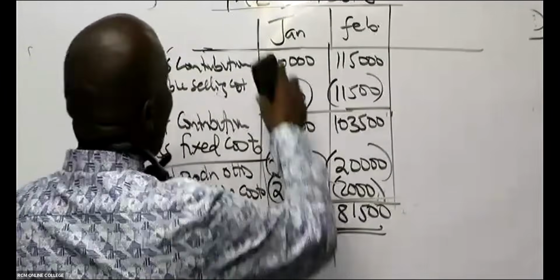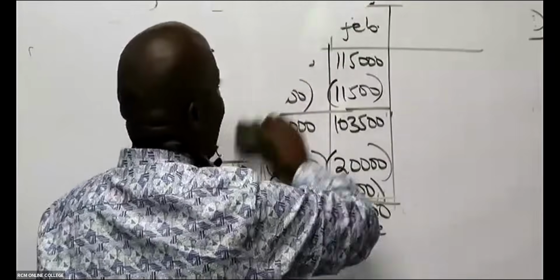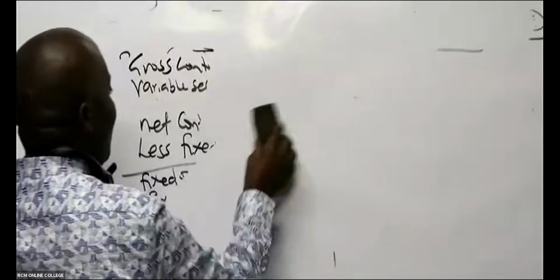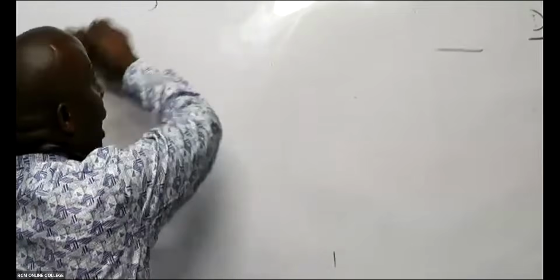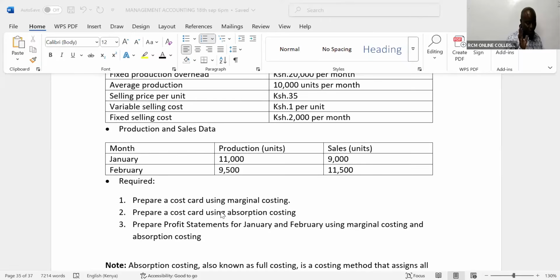Now, if you allow me, I will take you through what we call P&L, but this time around using absorption costing. Very easy. Please ensure that you are able to ask questions, but most of the things will just fall in place as we continue. I'm just doing one illustration question from my old papers here. So under marginal costing that we have done, now absorption costing, what is expected of us?